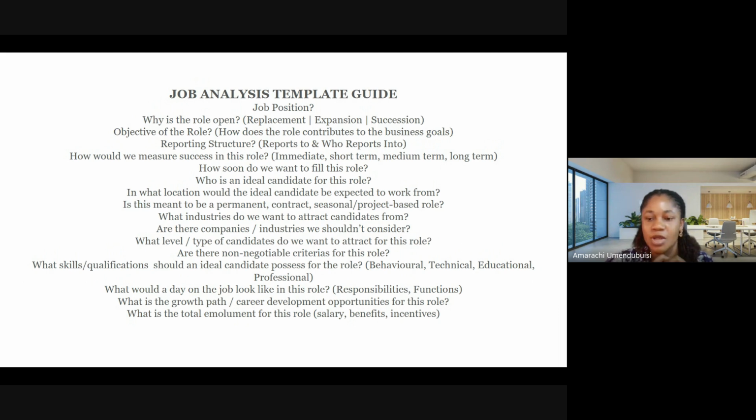What is the role? How many of us have experienced situations where we are being told, oh, I need a salesperson. A salesperson is not a role. It's not the job position. It's just telling you that they need someone who can do sales. But what specifically is the job title? What specifically is the job position?